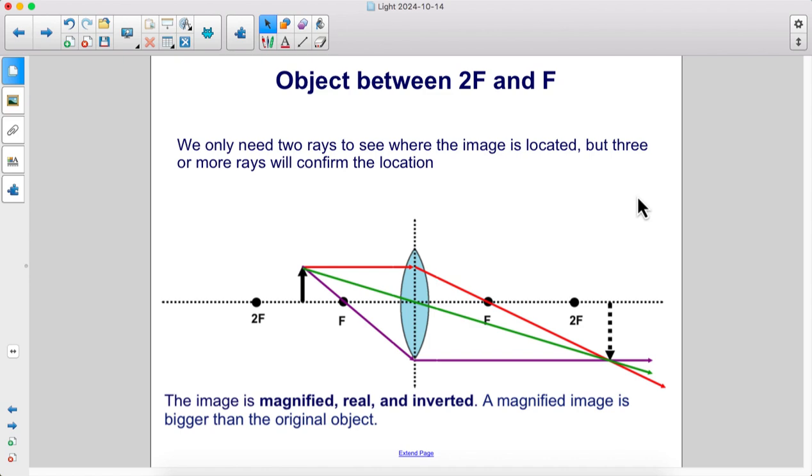We only need 2 rays to see where the image is located, but 3 or more rays will confirm the location. The image here is magnified, real, and inverted. A magnified image is bigger than the original object.